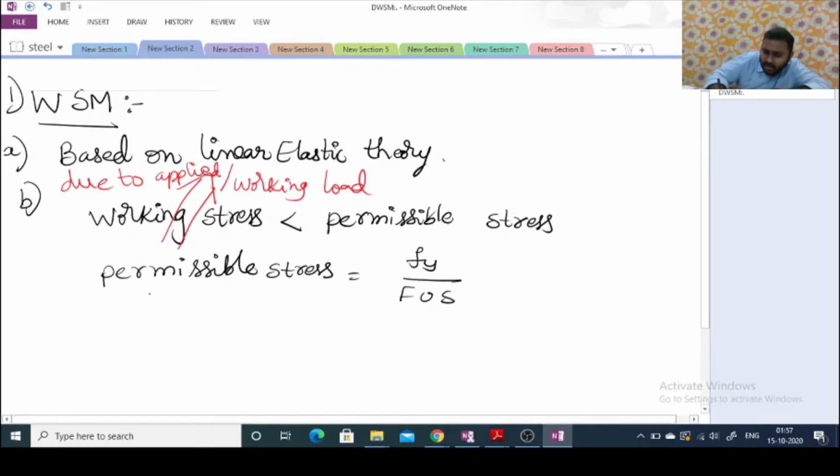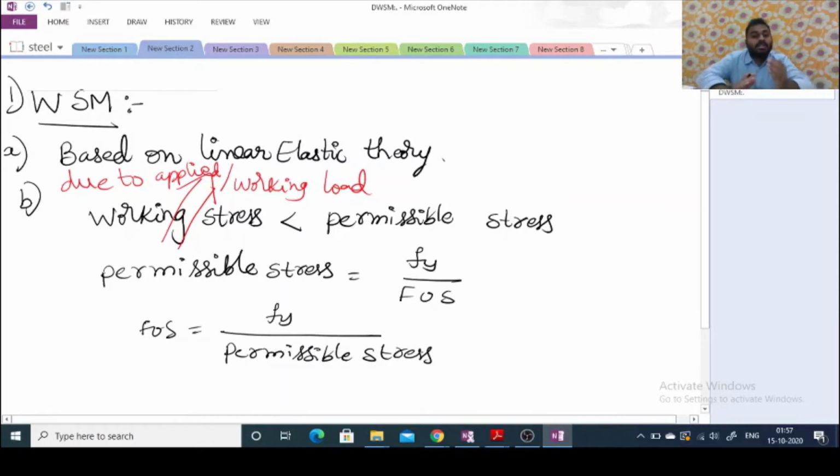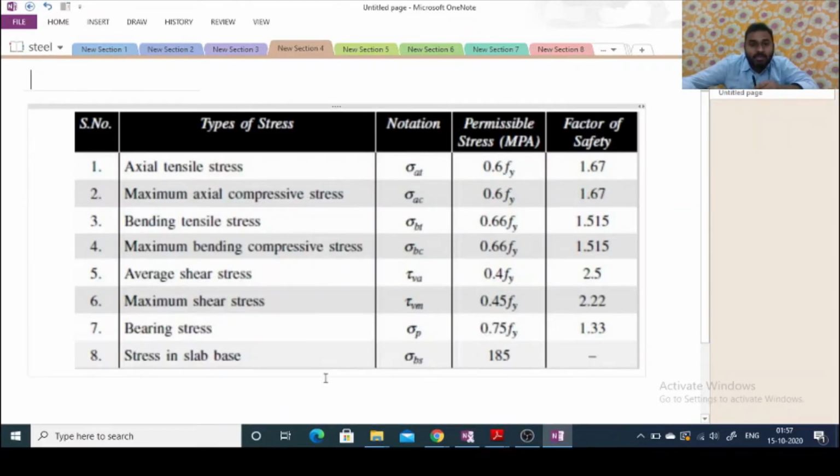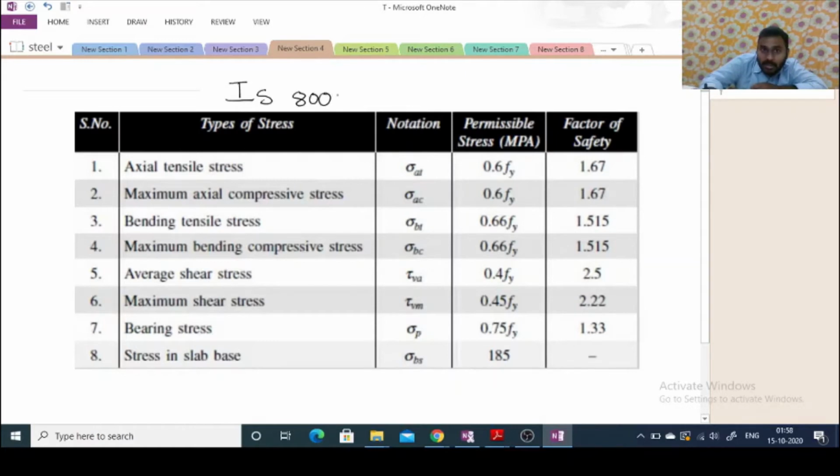From this, we can write factor of safety as Fy by permissible stress. Now let us see the permissible stresses that were mentioned in IS 800 1984. These are the standard values of permissible stresses mentioned in IS 800 1984, that means in the second revision. So in this version of the code, these values are mentioned.